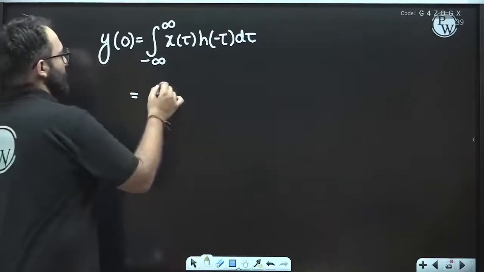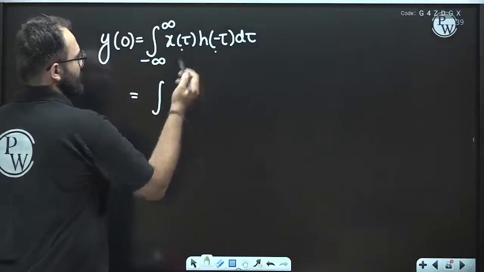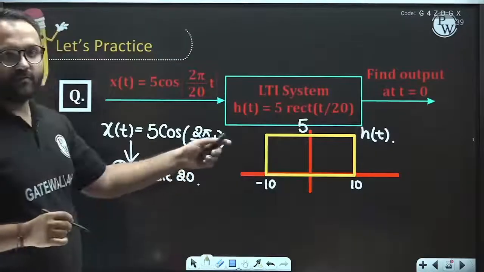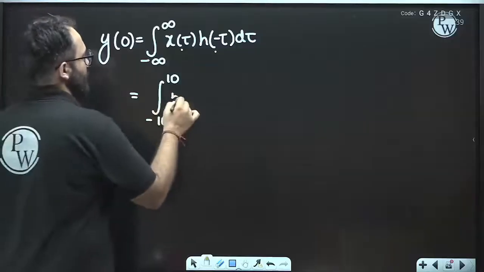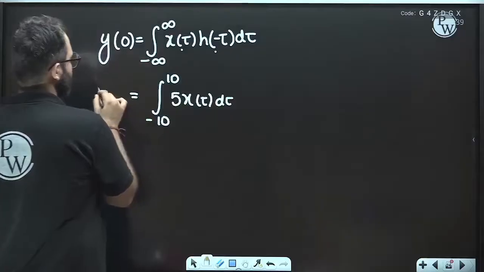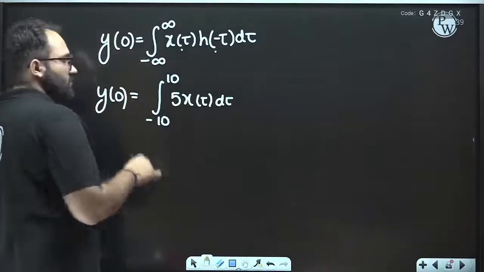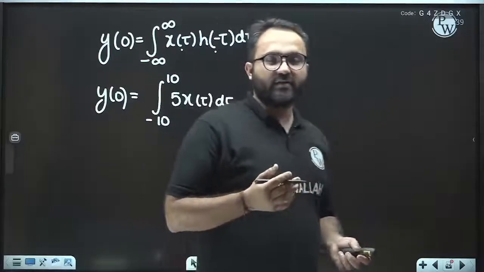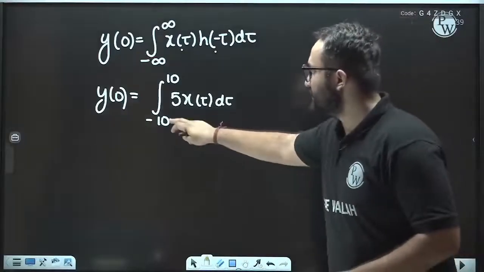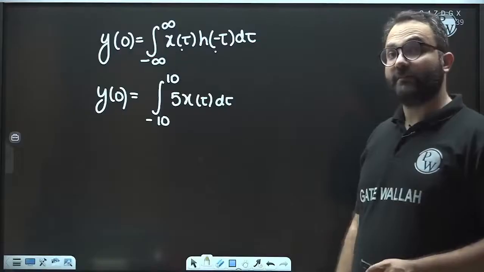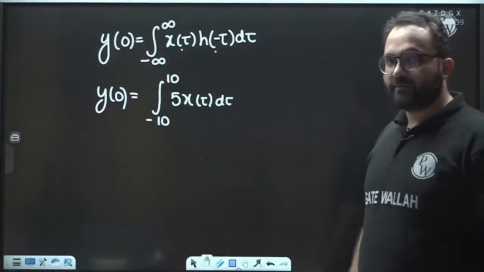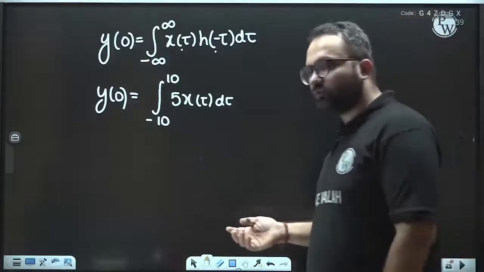So if we multiply these two, we'll get the integral from minus 10 to 10 of 5 times x(tau) d tau, this is y(0). Now we know that x(tau) is a cos signal which has period 20, and if you see the integration range, this is also 20. So we are actually integrating a cos signal over a period, and integrating a cos over a period is always 0.